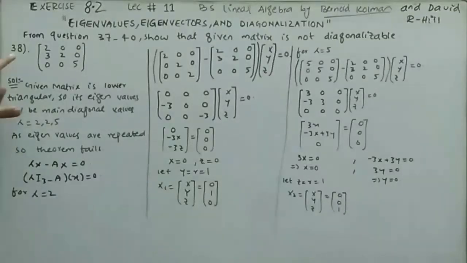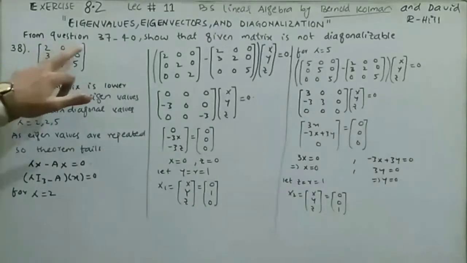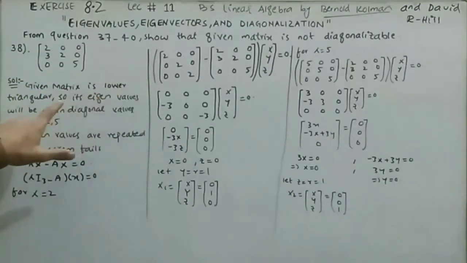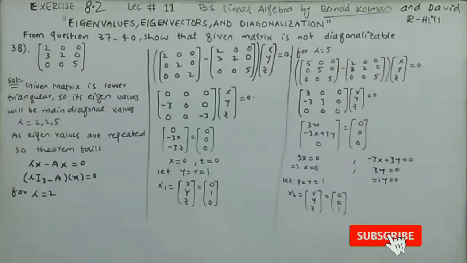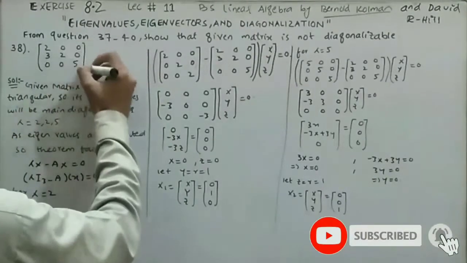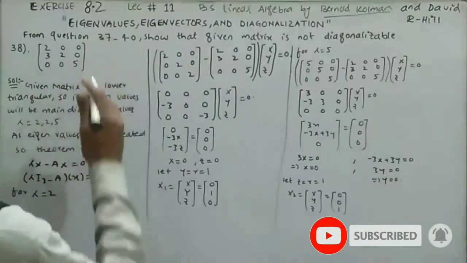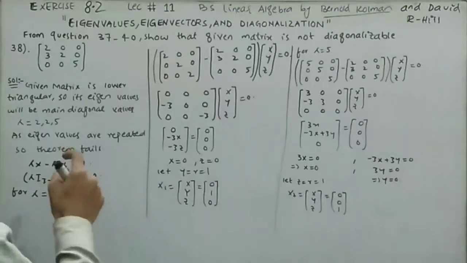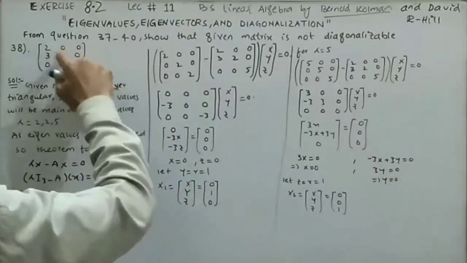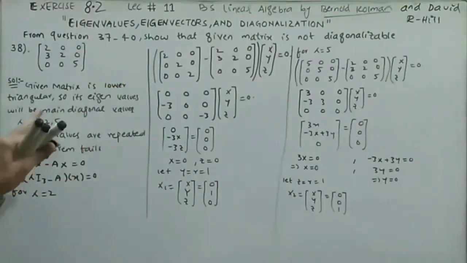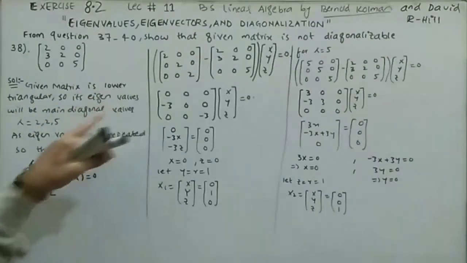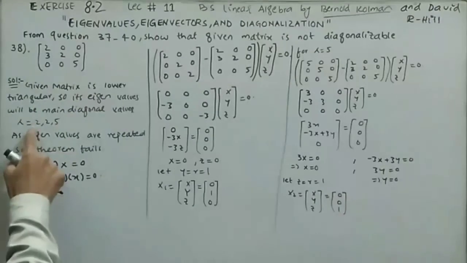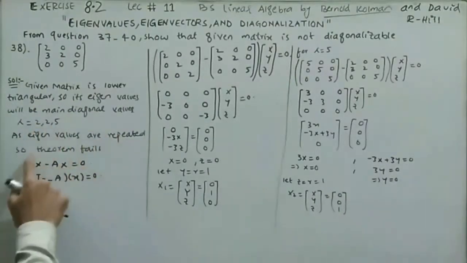Now move to the next question, question number 38. The matrix is 2 0 0, 3 2 0, 0 0 pi. Move to the solution. The given matrix is a lower triangular matrix, because in lower triangular matrices the entries above the main diagonal are 0. When the entries below the main diagonal are 0, the given matrix will be upper triangular. So when the matrix is triangular, its eigenvalues will be the diagonal values, which are 2, 2 and pi. From over here, eigenvalues are repeated, which is 2. It means the theorem has failed.